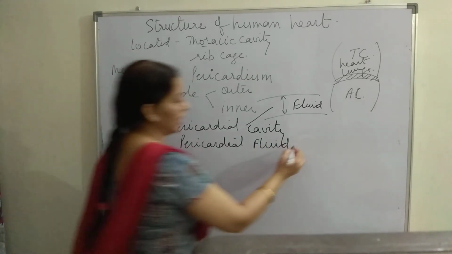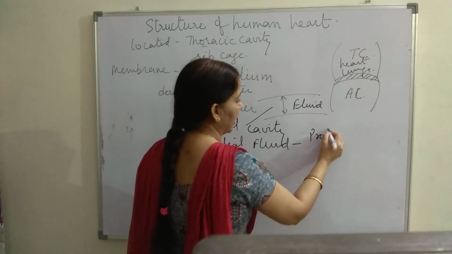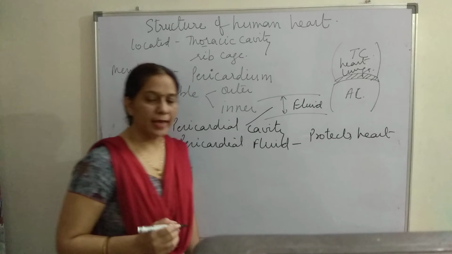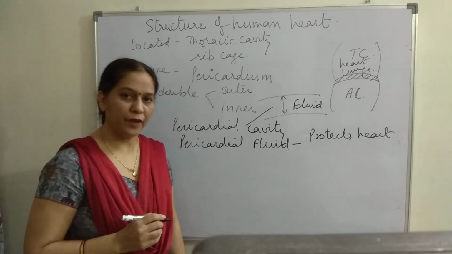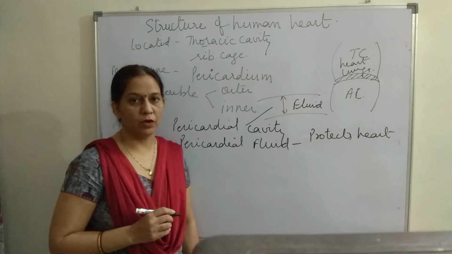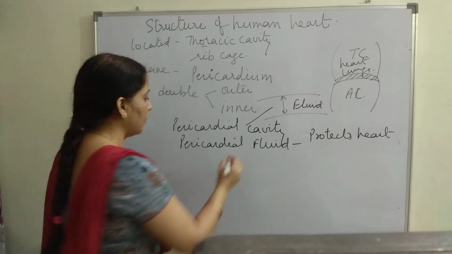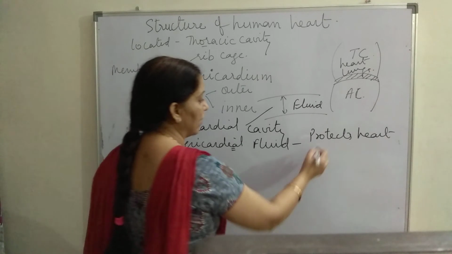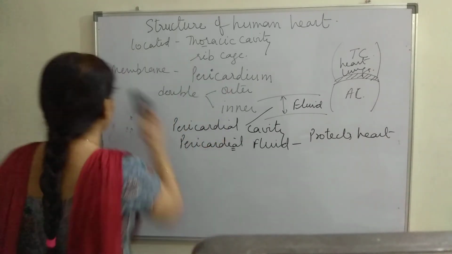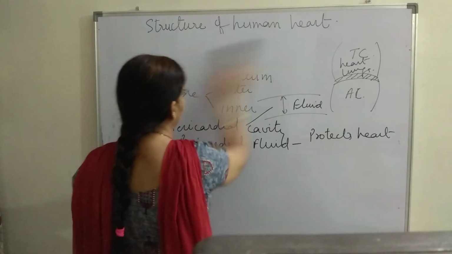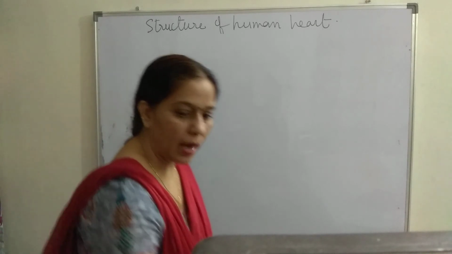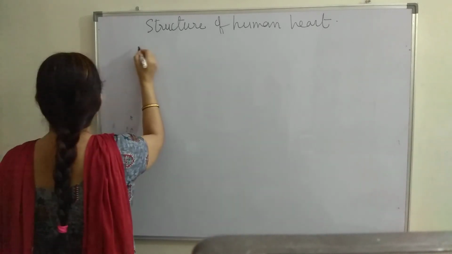Pericardial fluid has a very important role. It protects the heart from external shocks and friction. Lungs and heart are lying close to each other. Due to the rubbing of their walls, friction develops. So pericardial fluid protects the heart from external shocks and friction. Then the human heart consists of 4 chambers, 2 upper and 2 lower.